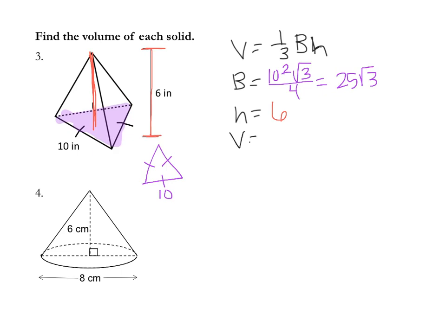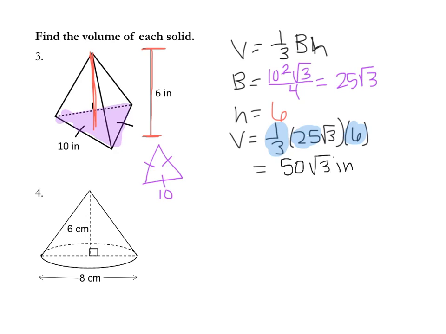So then the volume is going to be 1/3, 25 radical 3 times 6. And we're going to leave this with the radical in the answer. So what I need you to multiply on your calculator is 25 times 6, and then divide it by 3 to take care of the 1/3. So you should get 50 radical 3 inches cubed. Okay?